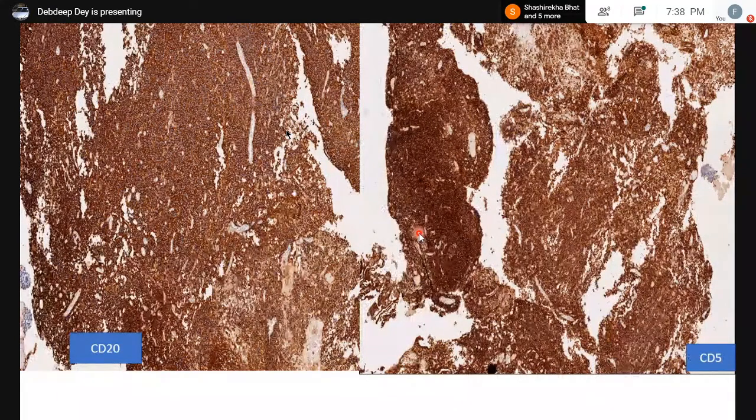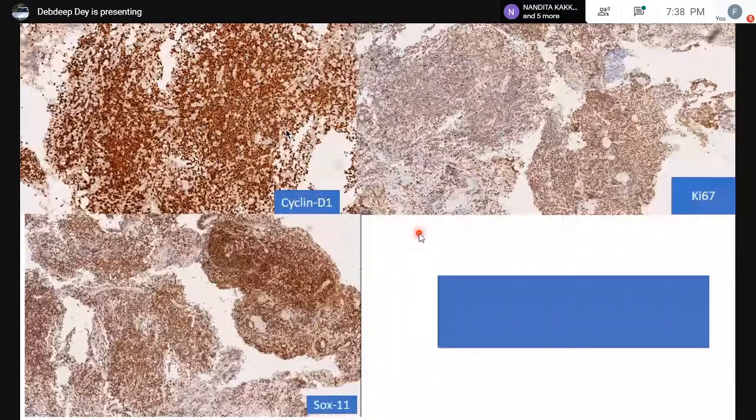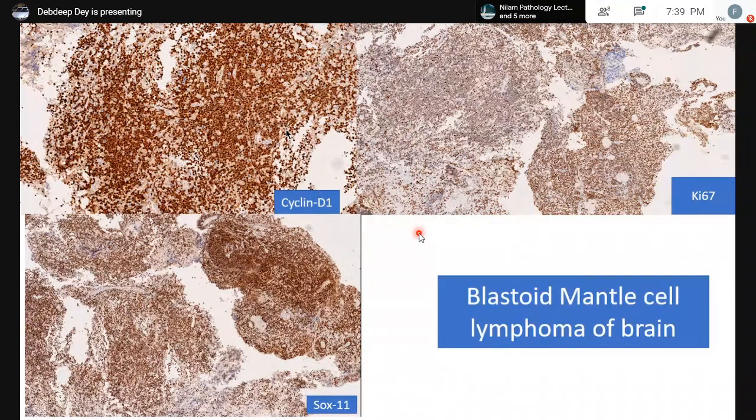So some people start their IHC panel with CD20 and CD5. That helps us to diagnose mantle cell lymphoma quickly. And it's positive for cyclin D1, Ki67, and SOX11. So this is a very unusual and very rare case of blastoid mantle cell lymphoma in the CNS.